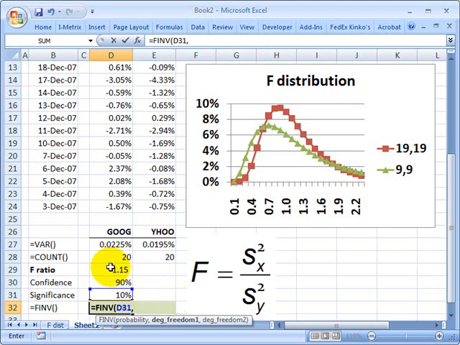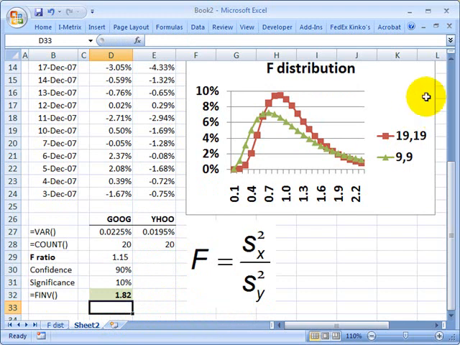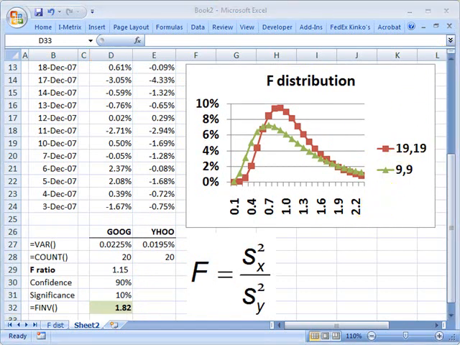Then I need to give it the 2 degrees of freedom, as we oftentimes do with the probability distributions. So first it's going to be for the X series. That's the variance in the numerator, which is the greater one. In this case, it's Google. That's my number of observations, but I subtract 1, comma. And the third and final parameter is the degrees of freedom for the second series. Again, the number of observations minus 1. So and then I close parens, and so for this function I've got the inverse of the F probability, significance, degrees of freedom, and I hit enter, and I get 1.82.